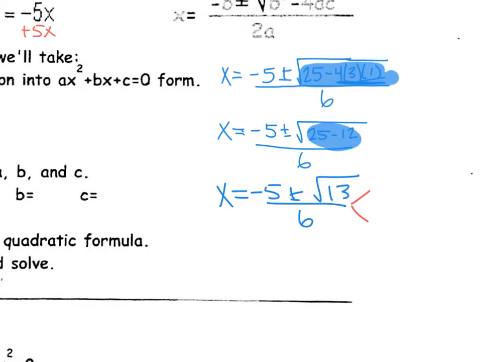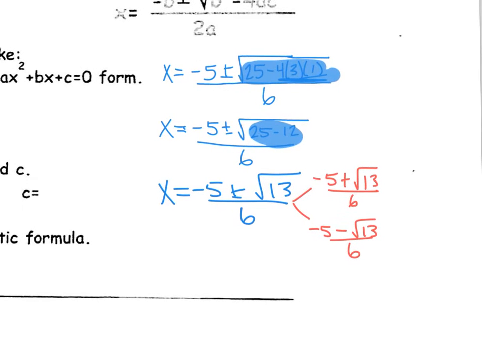Now we get to the bottom here, and we have to do our plus and our minus. So again, we need to do the equation with a plus sign over 6, and negative 5 and 1 with a minus sign over 6. Okay.